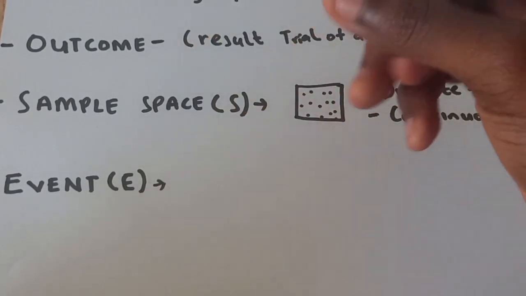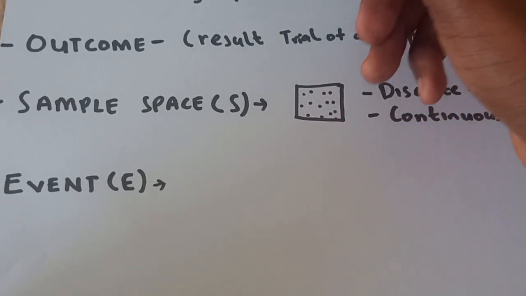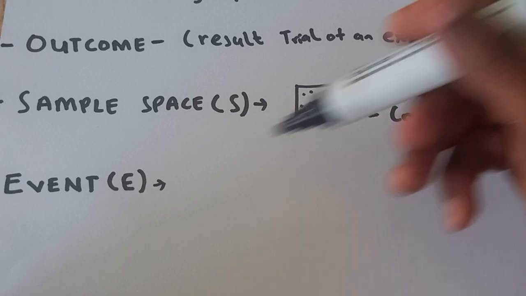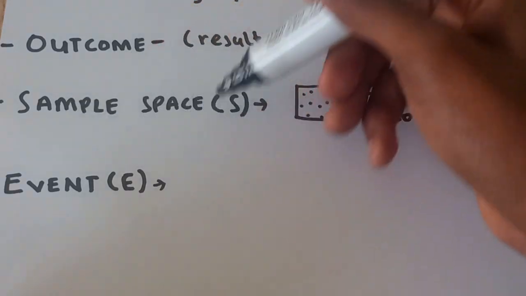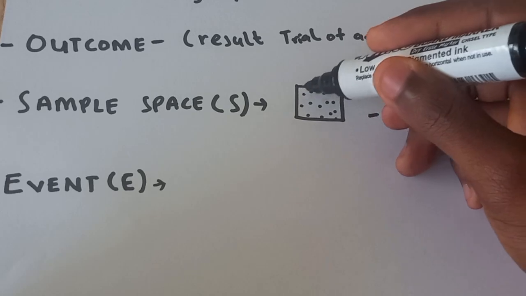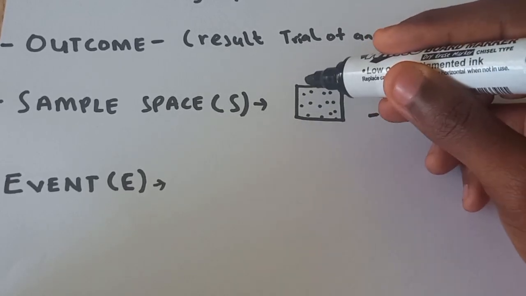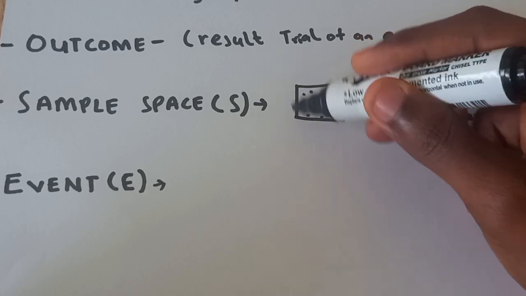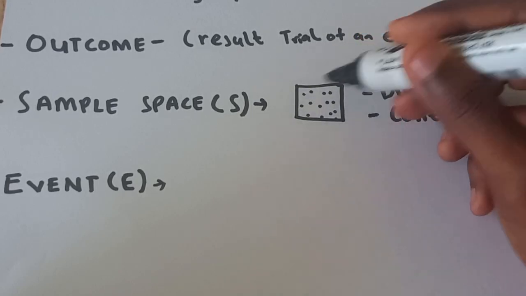We know that the outcome is a result of the trial of the experiment. And now we know that the event is also a subset of the sample space. So these dots over here are the event. And the whole box over here, the rectangle, is the total possible outcomes.